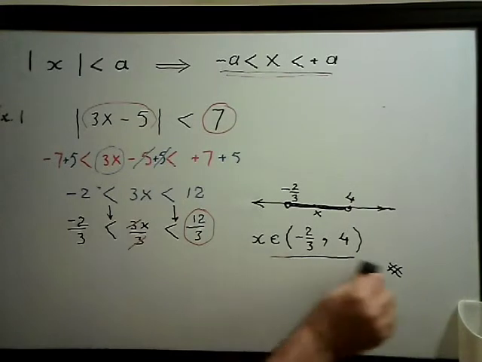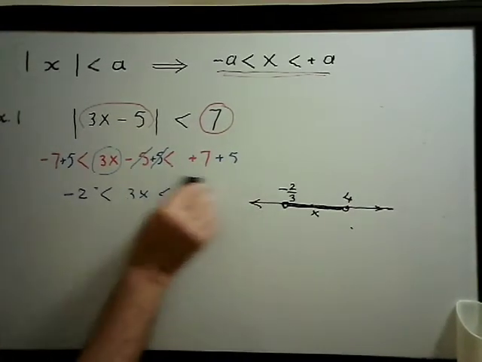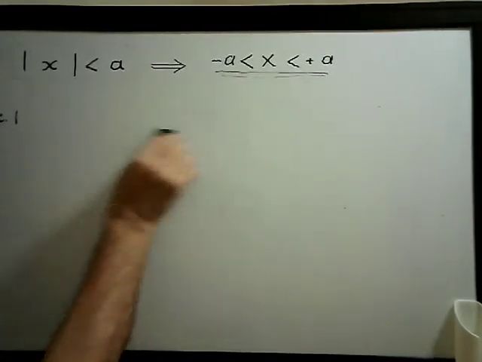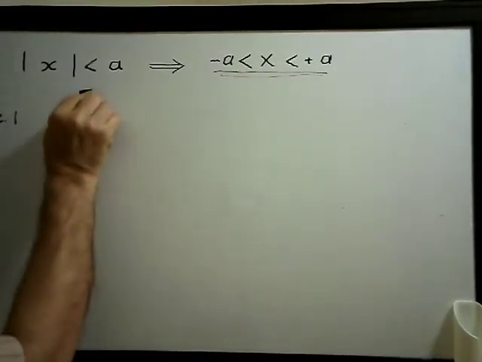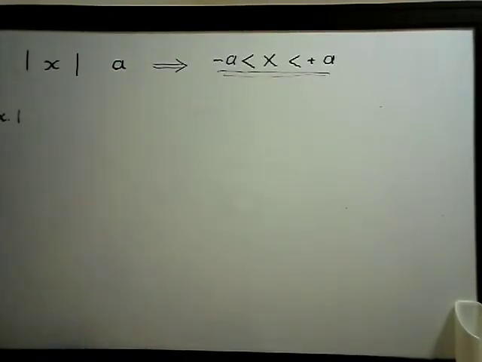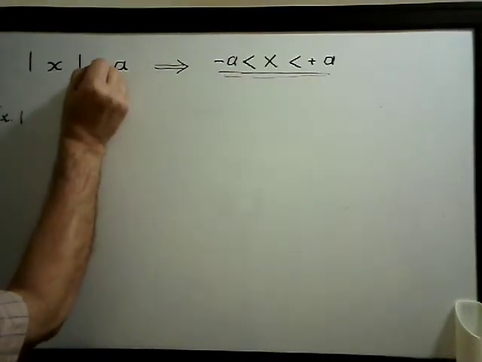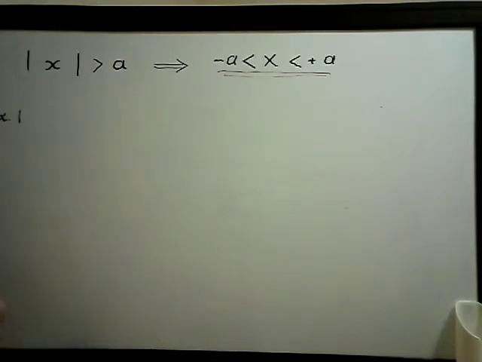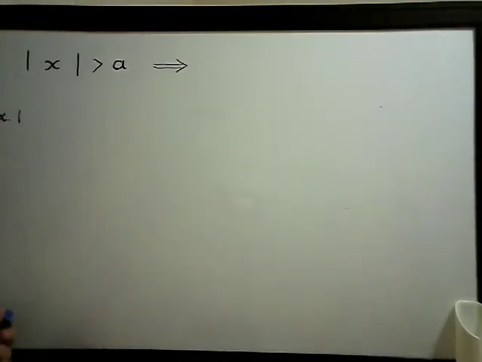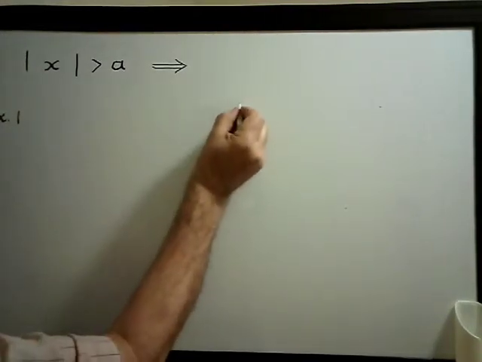Okay. Let us see the third form of problems in this topic, when the sign is greater than. Instead of less than, we write is greater than. What does it mean when the absolute value is greater than a? Again, we will go back to the real number line.